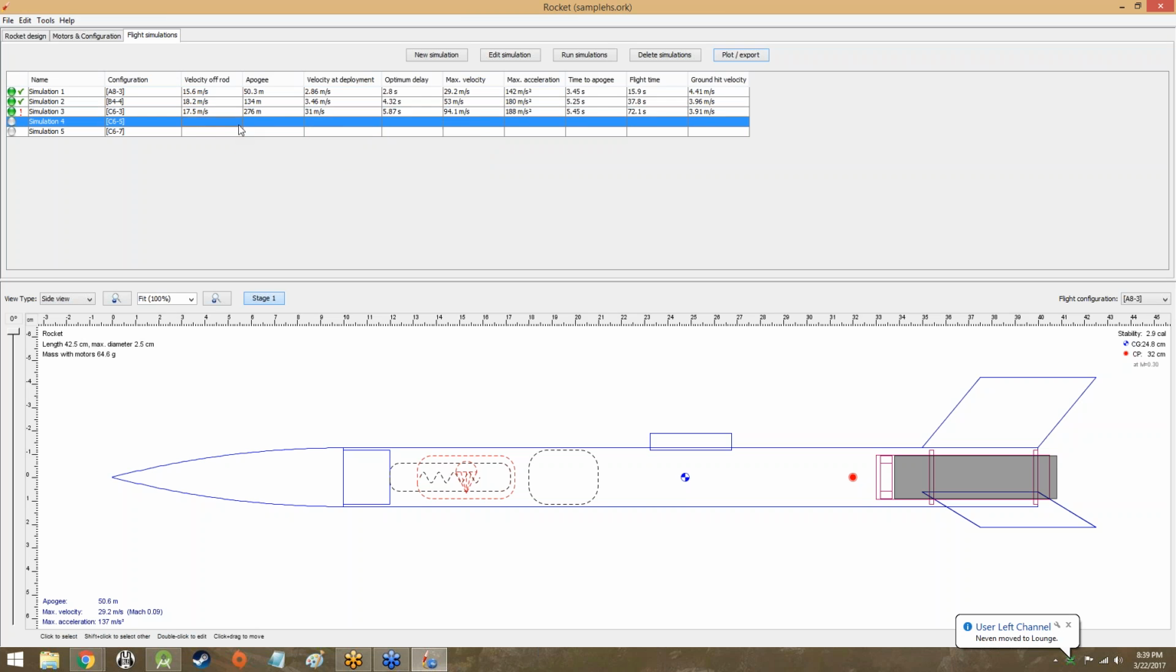Let's try 5. Run that simulation. Hey, look at that, check mark. We don't have that exclamation mark anymore. As you can see here, 8.85 meters a second is a lot more reasonable. Still a little bit high for maybe what we want, but it's a lot more reasonable for what we need.